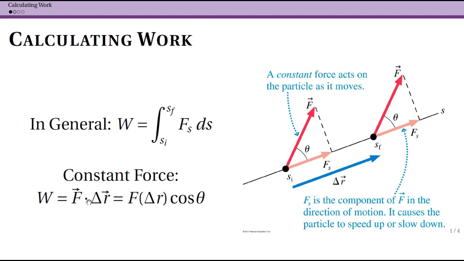Now technically this is a dot product, and there's going to be a separate video addressing what dot products are if you haven't encountered that before. But one simple way of referring to this equation is the magnitude of our force multiplied by the magnitude of the displacement multiplied by the cosine of the angle between them.